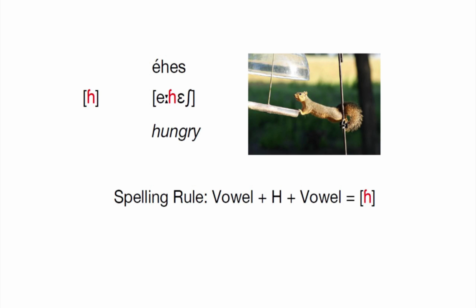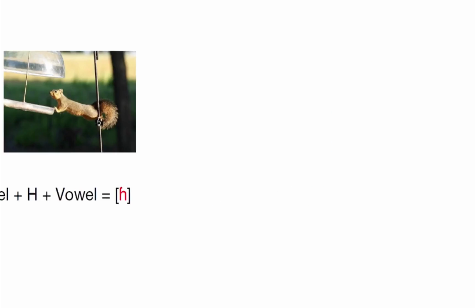Since it's surrounded by buzzing vowel sounds, you just keep buzzing all the way through it, éhes, making that H a little less distinct than it otherwise would be if you said something like éhes. And so with that, we've covered all of Hungarian's consonants.